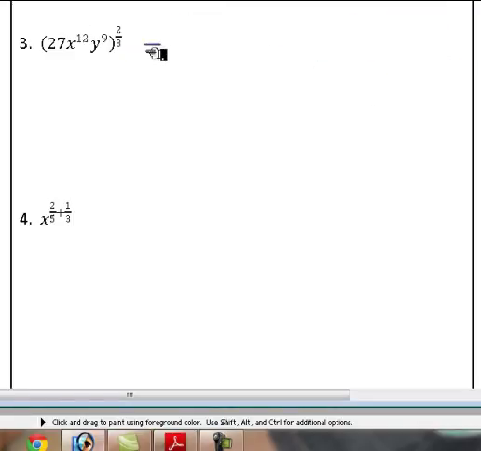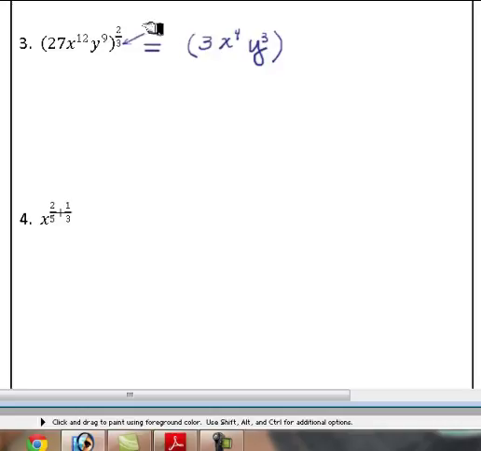In number 3, we have an algebraic expression raised to a fractional exponent. We're going to first take the cubed root of what's inside parentheses. So we'll start with the cube root of 27 is 3. The cube root of x to the 12th, well, we take the cube root by dividing the exponent by 3. So we have x to the 4th. And the cube root of y to the 9th, again, divide that exponent of 9 by 3, and we have y cubed.